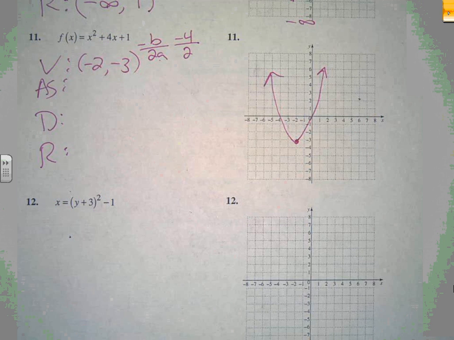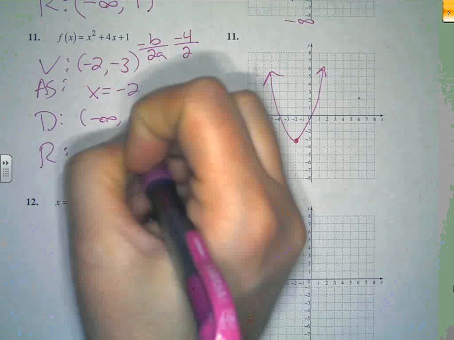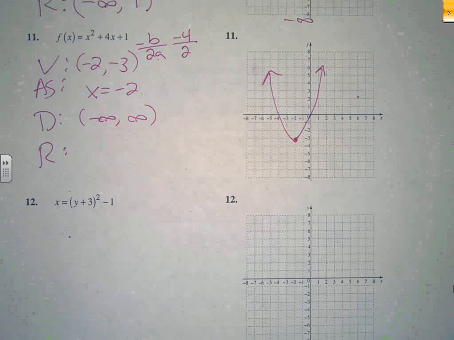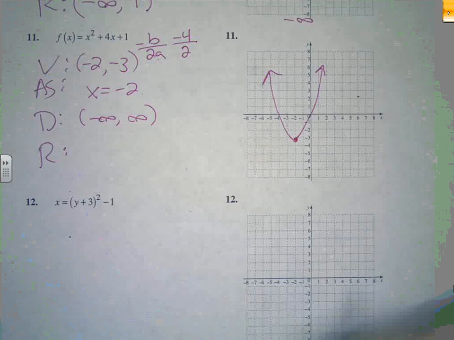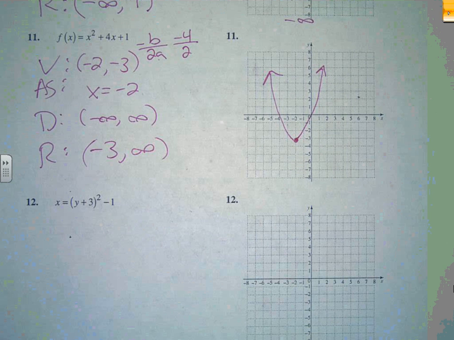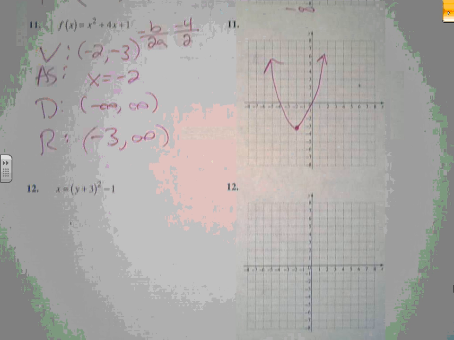Okay, what's the axis of symmetry? X equals negative 2. Domain is negative infinity to infinity. And the range goes from -3 to infinity. Good job, Clara.